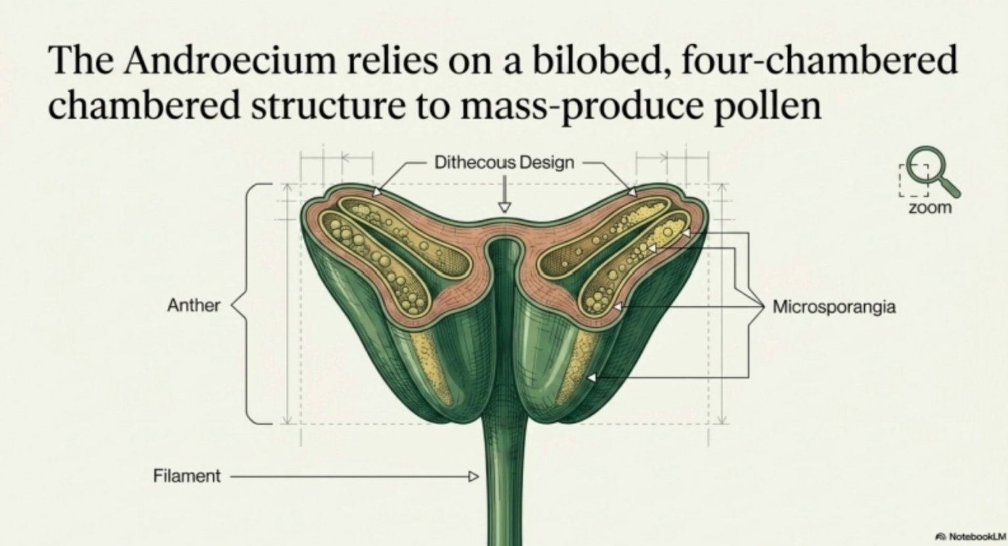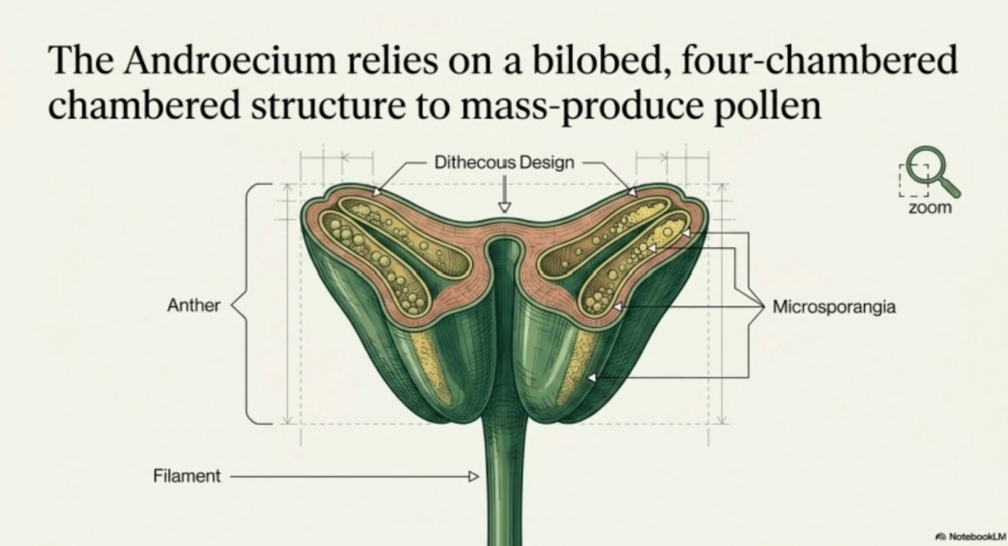Let's zoom in on the male manufacturing center, the anther. Structurally, a typical angiosperm anther follows a dithecous design, meaning it is bilobed and contains four distinct chambers called microsporangia. Think of these as highly secure storage vaults where pollen production takes place. If we take an even closer look at the microsporangium wall, we see a brilliant layer-by-layer design.